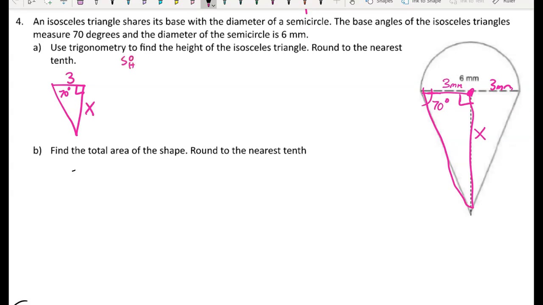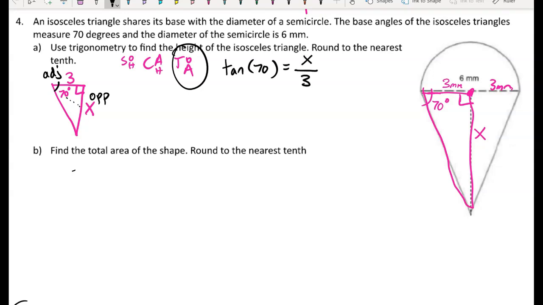So I'm going to write down SOHCAHTOA, and then I'm going to label my sides, because they're telling me to use some right triangle trigonometry. I know that 3 is adjacent to my 70 degrees, and that x is across from my angle, so that's my opposite side. So I don't know anything about my hypotenuse here, but the ratio that relates the opposite side to the adjacent side is going to be tangent. So I can set up the tangent of 70 degrees is equal to my opposite side, x, divided by my adjacent side, 3. If I put tangent of 70 over 1, I could cross multiply and solve that proportion.